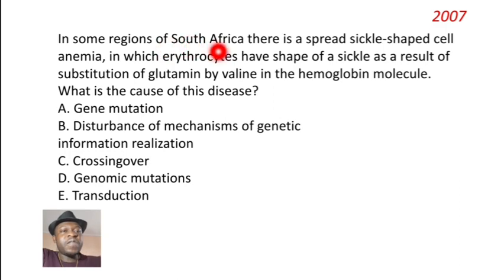In some regions of South Africa, there is a spread of sickle-shaped cell anemia, in which erythrocytes have the shape of a sickle as a result of substitution of glutamine by valine in the hemoglobin molecule. We talked about this previously, but you see how they asked this. They want to know if you really understand what happens, the basis. So this substitution is actually a mutation. It's a genetic mutation, so the answer is genetic mutation.